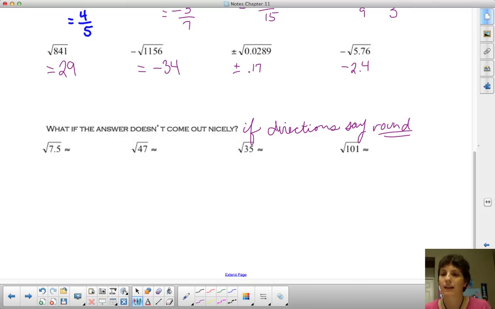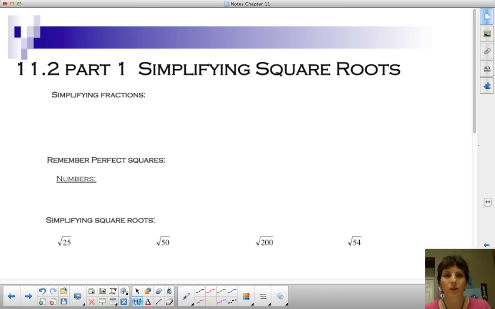And we need to get moving. I don't want this video to be very long, so I'm going to go to the next page, because simplifying square roots is really where the focus of this section is. We need to cover 2 parts. There will be 2 videos to this.